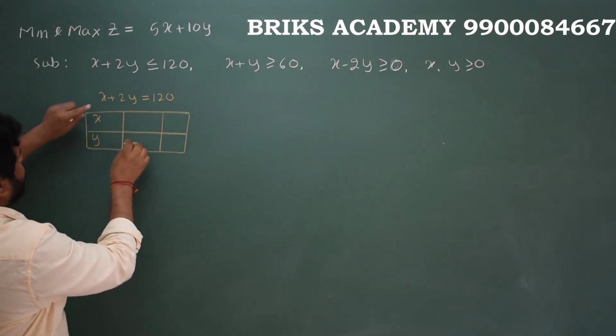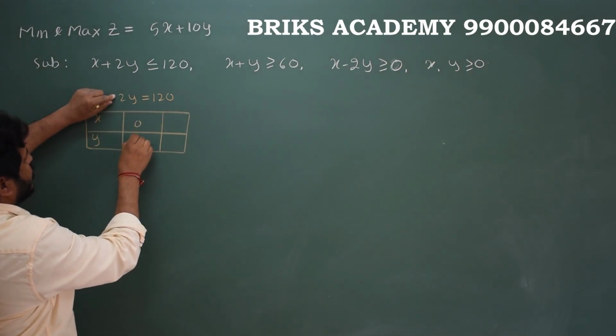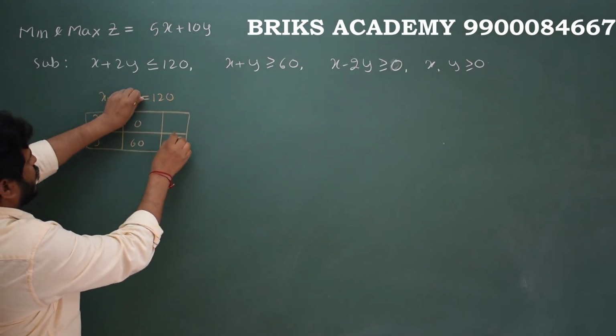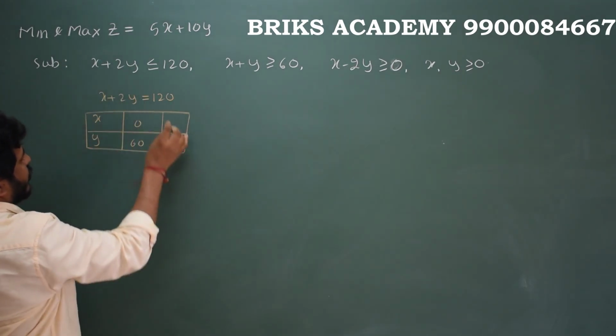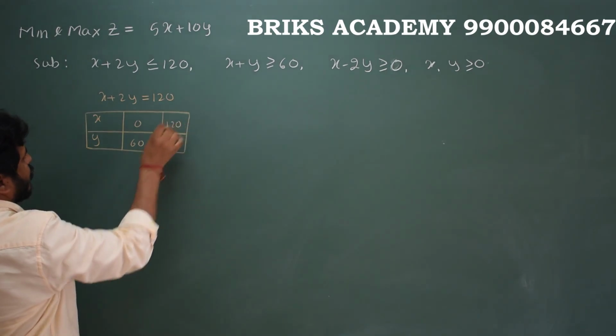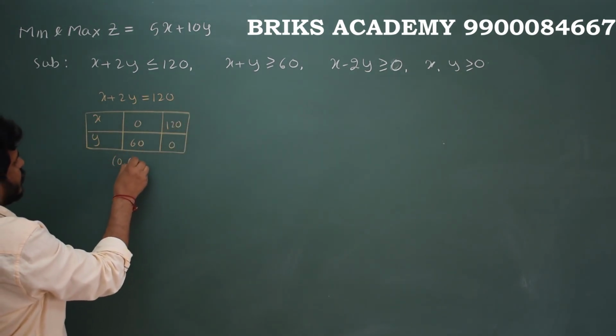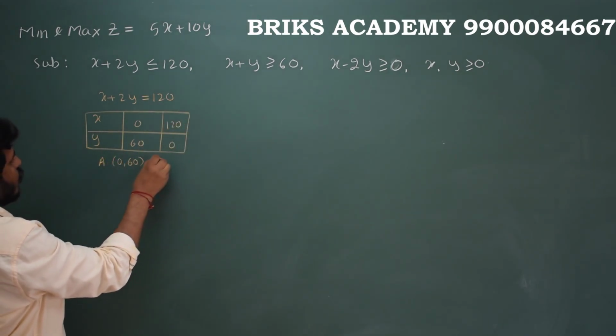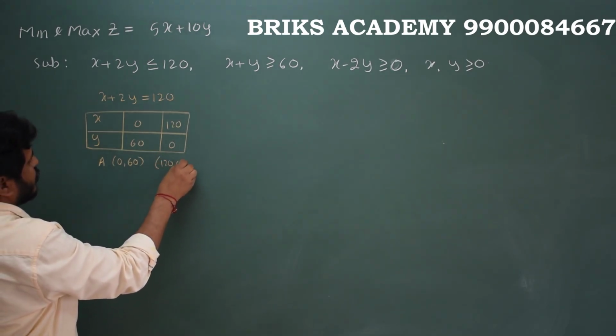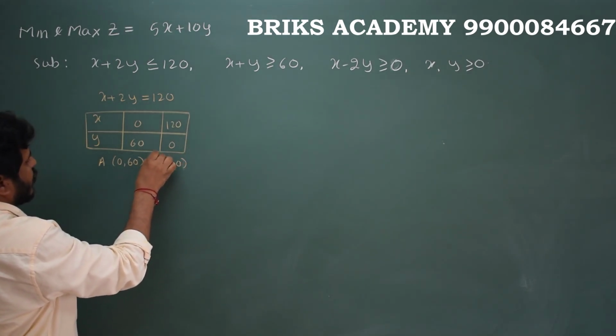That is, when x is 0, y is 60, when y is equal to 0, x is 120. That is 0, 60, 1 point, and the other point is 120, 0. That I will write as B.